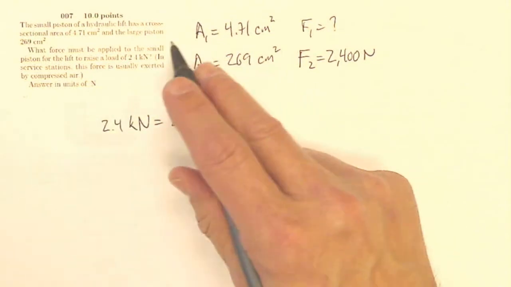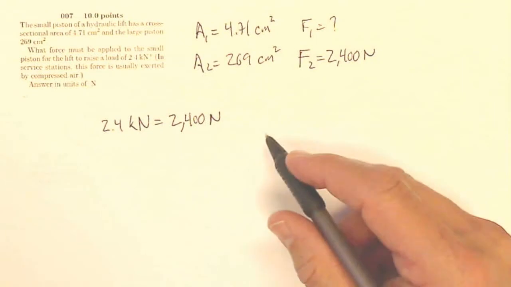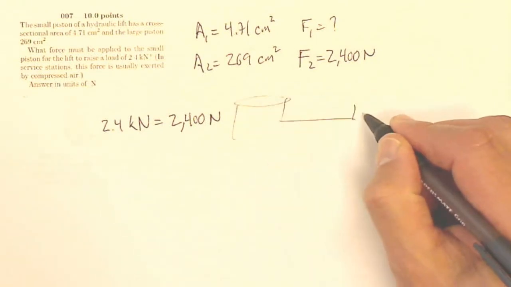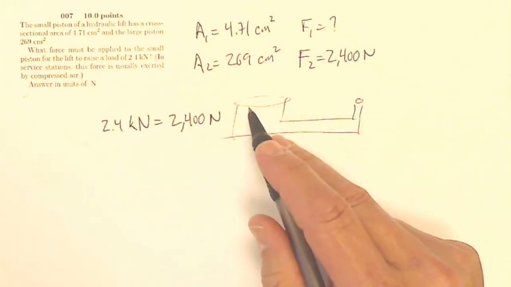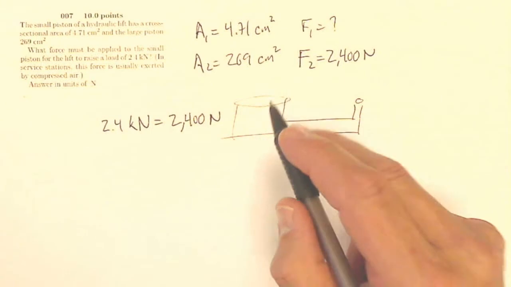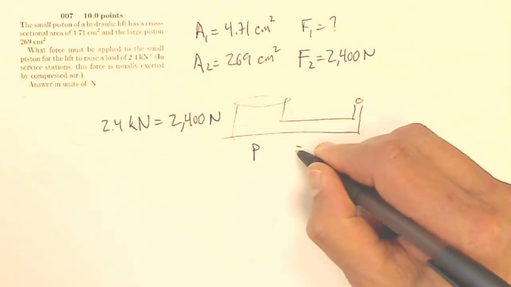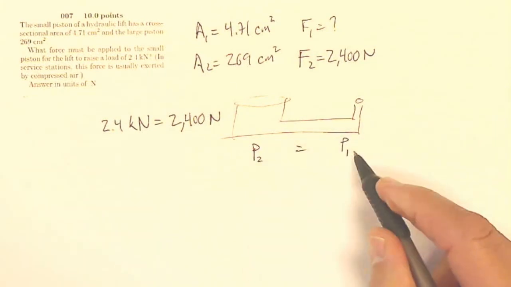Well, I know that the pressure on the first piston is going to be the same as the pressure on the second piston. So here what I've got is the big piston, and then the small piston, and they're connected by the fluid. So here is my big area and my big force, and here is my little area and my little force, and I know that the pressure here is going to equal the pressure here. So the big one was 2 and the little one was 1.